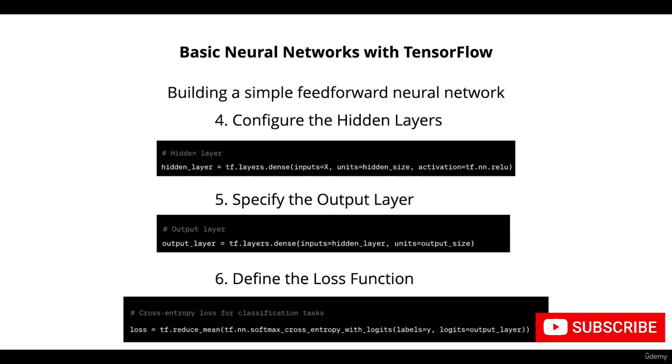Step 6 is define the loss function. Specify the loss function that measures the discrepancy between the predicted outputs and the actual labels by saying loss equal to tf.reduce_mean, and the first parameter is tf.nn.softmax_cross_entropy_with_logits, and you provide labels equal to Y and logits equal to output_layer.